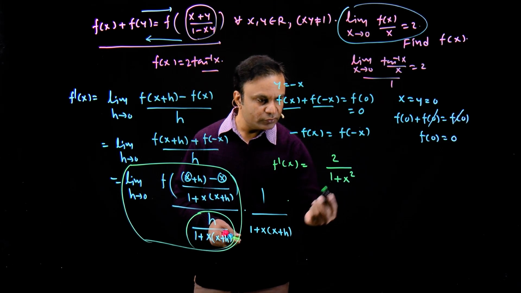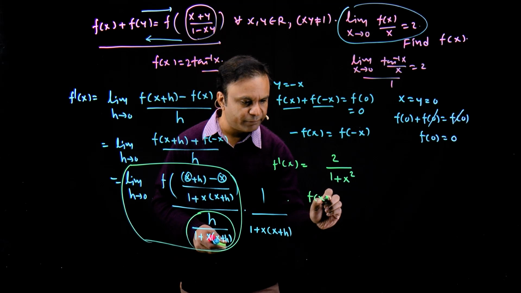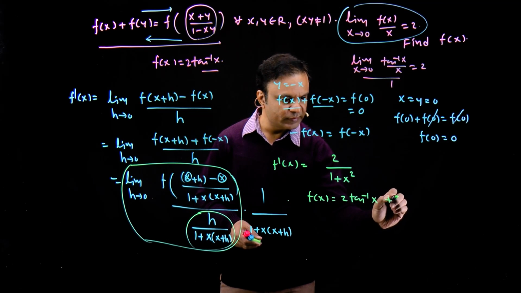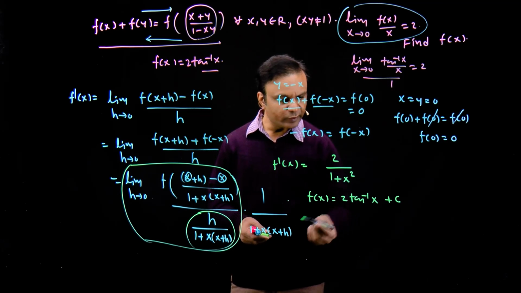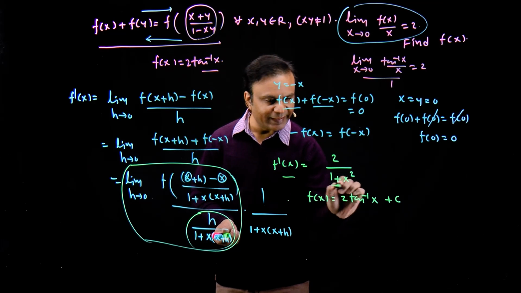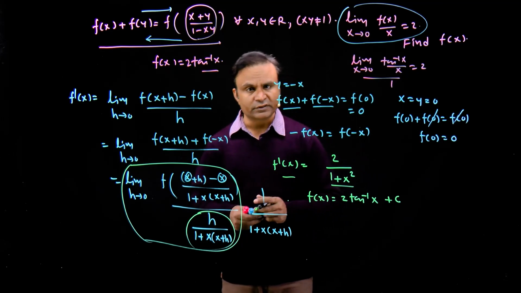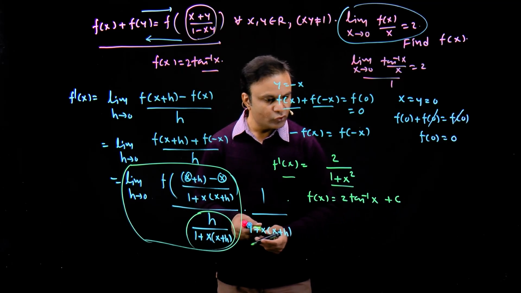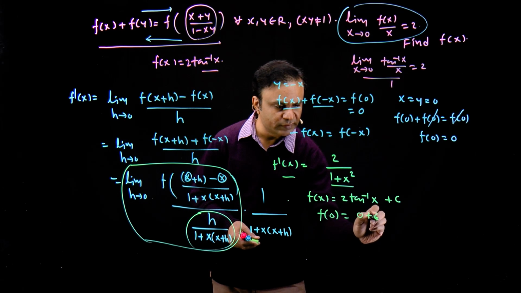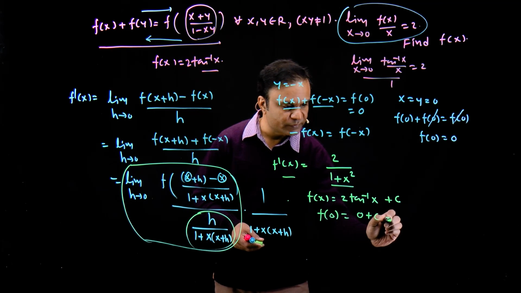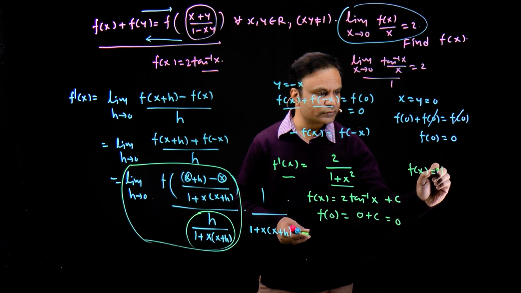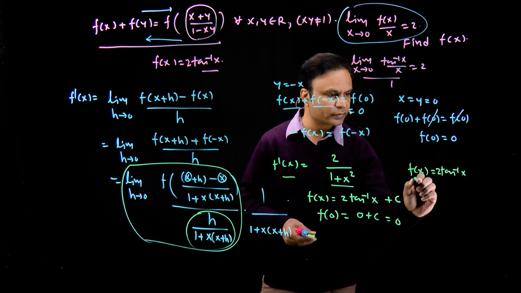Now f dash x is equal to this, that means function f(x) is equal to 2 tan inverse x plus c. We know the derivative of tan inverse x is 1 upon (1 plus x square). So for this derivative, the function must be 2 tan inverse x. How do we find the value of c? For that I will put x is equal to 0. So f(0) is equal to 0 plus c. The value of f(0) is 0. That means c is equal to 0. So finally I am getting function f(x) as 2 tan inverse x.